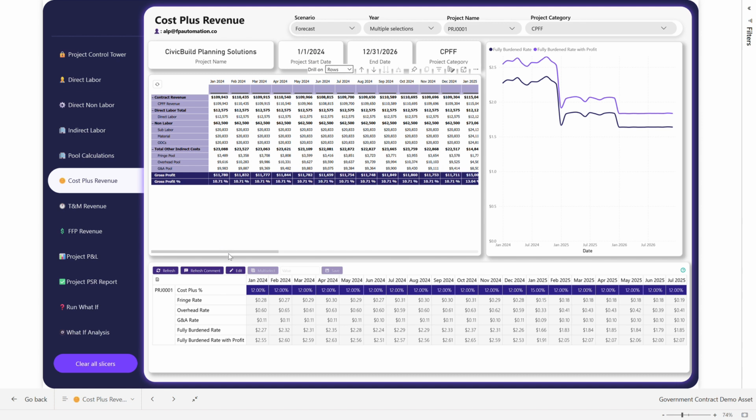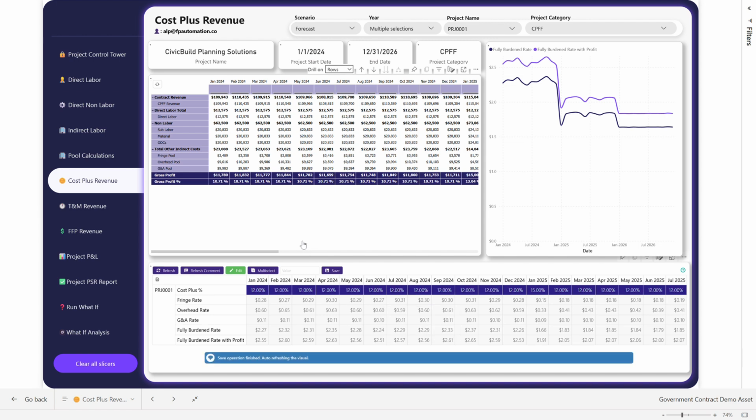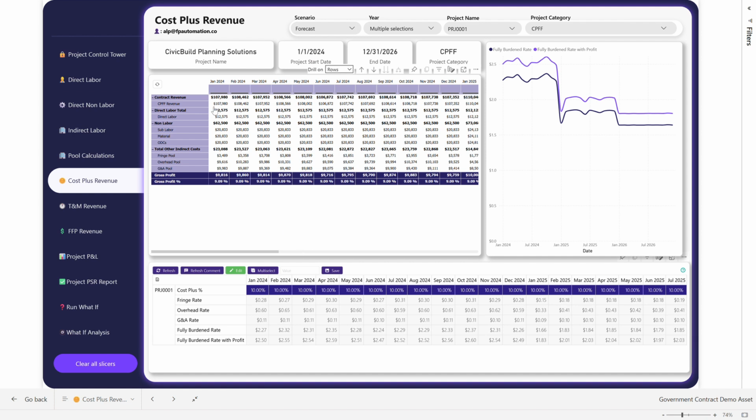So let's do a quick example right here. Let's say that we are planning this particular project and we are assuming a cost plus percentage of 10%. We can go ahead and utilize the R function of Acterys in order to be able to model 10% across all months for this project. By hitting the save functionality, we not only have the ability to see the results of our project directly on the model, but we also see how this affects the fully burdened rate with profit on top of the entire contract revenue across this project.